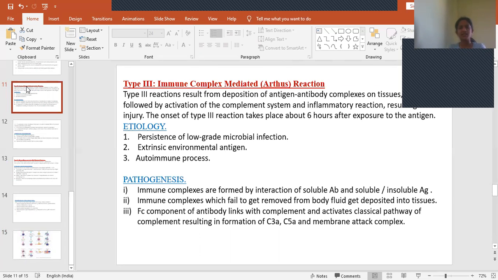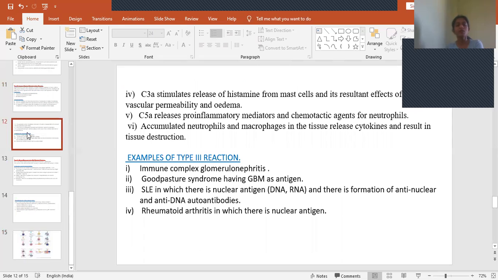Okay, did you understand? It's similar to the type 2 reaction, but when the type 2 reaction takes place, if it is not done completely and any small portion of this complex still remains in the tissues, that will again trigger the reaction. So that we call type 3, or immune complex mediated reaction. Okay, so this is how it occurs.